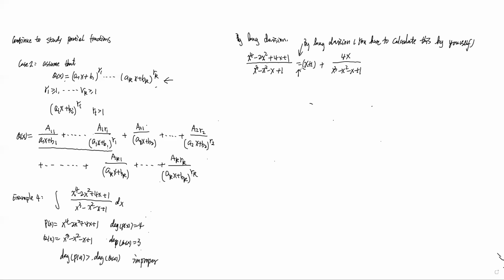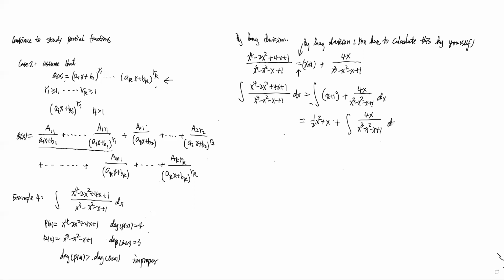So let's continue. We have the integral of (x^4 - 2x^2 + 4x + 1) over (x^3 - x^2 - x + 1) dx, which is the integral of x + 1 plus 4x over (x^3 - x^2 - x + 1) dx. And then this is (1/2)x^2 + x plus the integral of 4x over (x^3 - x^2 - x + 1) dx. So now we have to deal with this term.